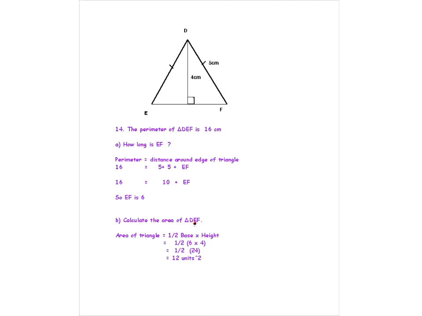Now the next part says calculate the area of DEF. To calculate the area of any triangle, we're looking at the big one here, it's going to be base, which we just calculated, that's EF, we just found that was 6, times height, which is 4. 6 times 4. Actually, sorry, it's not base times height. It's 1/2 base times height. So it's 1/2, 6 times 4. 1/2 of 24 is going to give us 12 units squared.